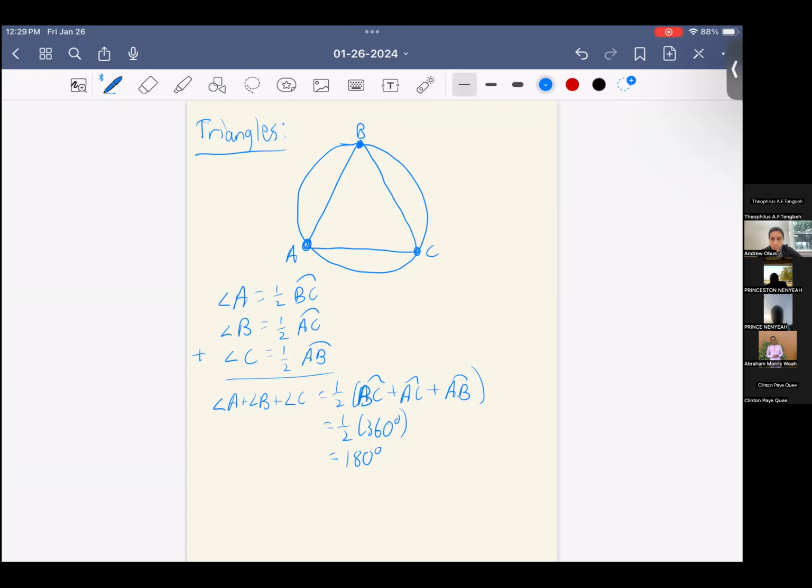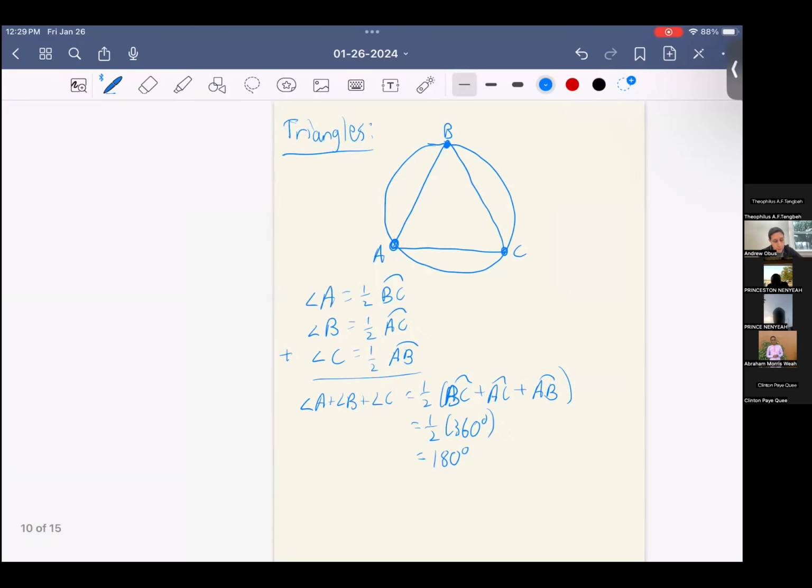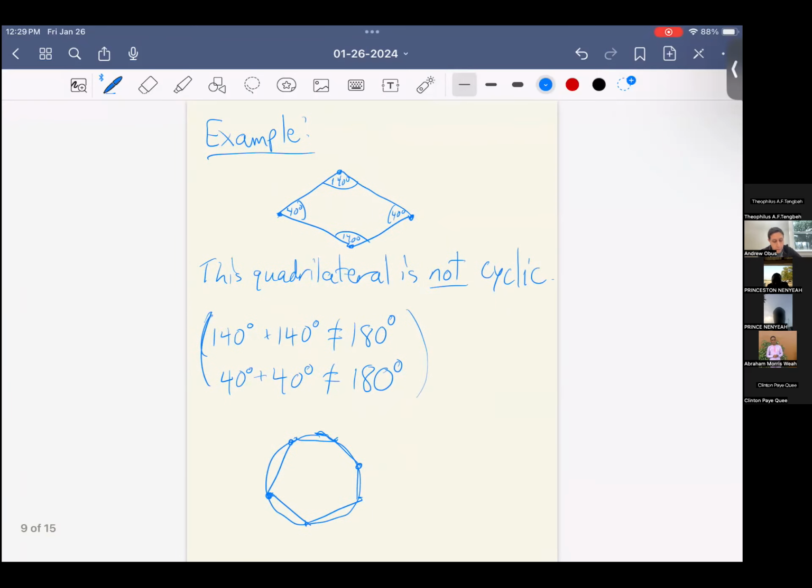Yes, question. You did mention that only a quadrilateral can be not cyclic. Now, looking at a triangle also, don't you think the triangle is also part of it? Because the triangle doesn't have an opposite angle. But you did mention that only a quadrilateral is not cyclic. So can we also consider a triangle not to be cyclic? Well, no, every triangle is cyclic.